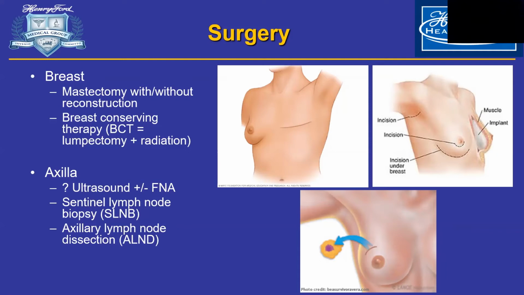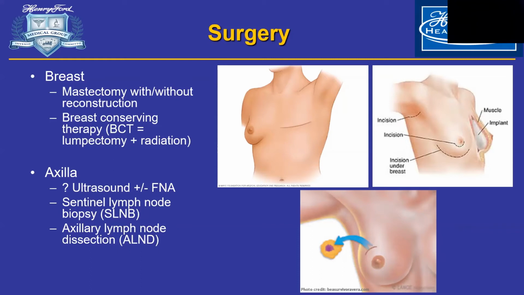Anytime we do a cancer operation, we also have to check the lymph nodes to see if the cells have gone from the breast to the lymph nodes. Again, that's important not only for staging, but it also helps dictate what treatments we recommend. And that usually starts before surgery with an ultrasound plus or minus a biopsy. At the time of surgery, we do a sentinel lymph node biopsy.